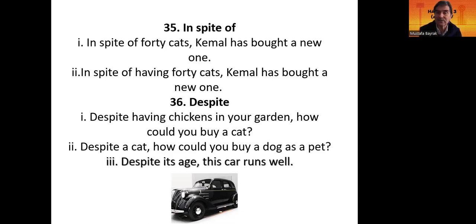Despite its age, take a look at that black car, please. Despite its age, despite its age, this car runs well. But although it is old, this car runs well. It goes well.